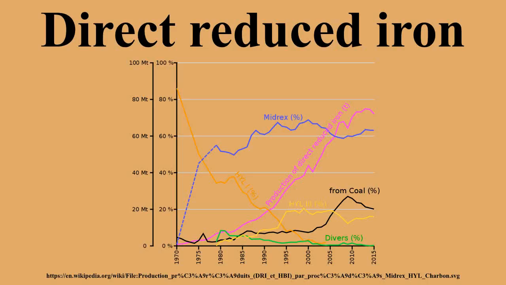Today, sponge iron is created by reducing iron ore without melting it. This makes for an energy-efficient feedstock for specialty steel manufacturers, which used to rely upon scrap metal.